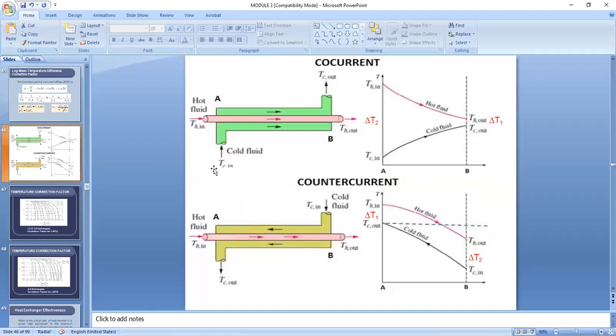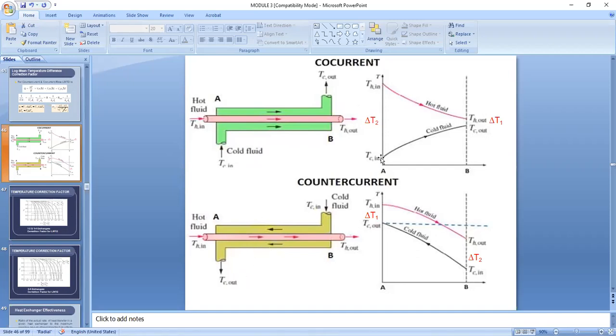Now, in the co-current flow orientation, in one side of your heat exchanger, your hot fluid and your cold fluid are both entering, and they leave also on the other side. So that's co-current. Of course, it's opposite of counter current.